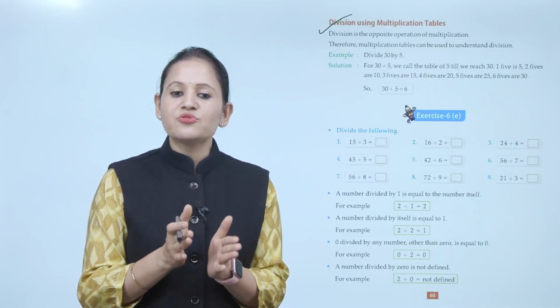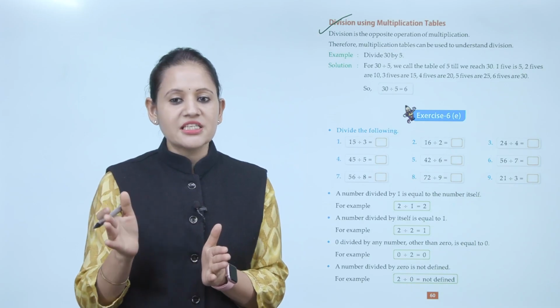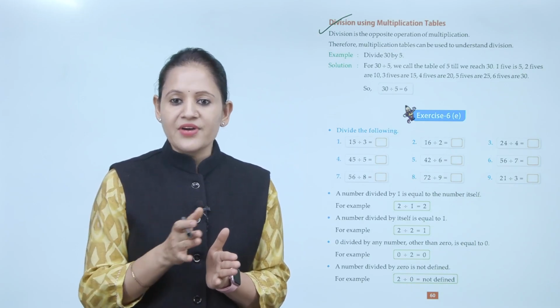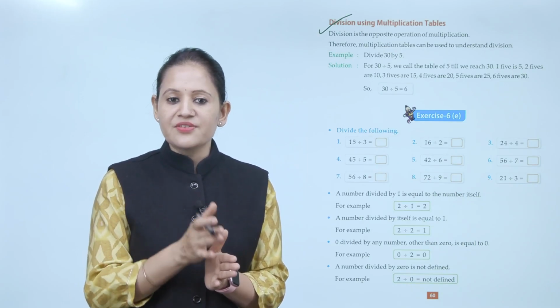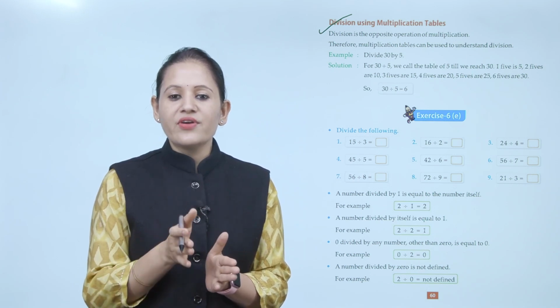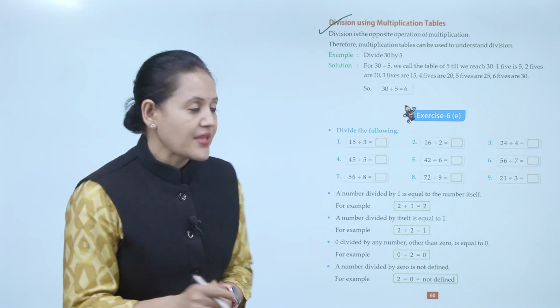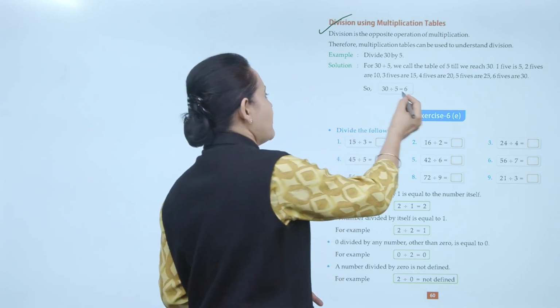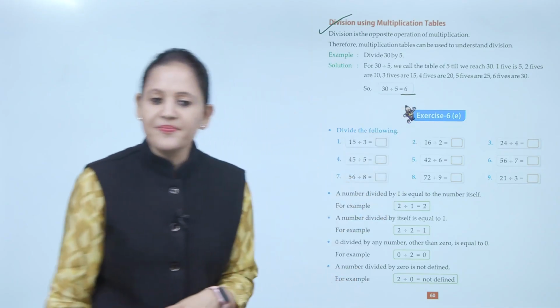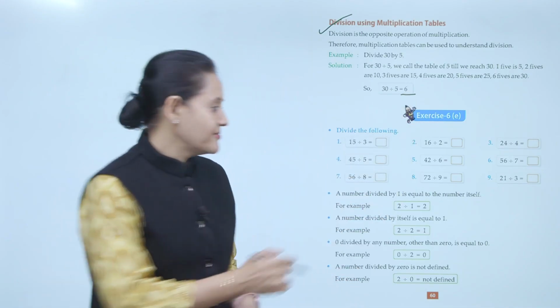So for that, we have to call the table of 5 till we reach 30. So 5 1s are 5, 5 2s are 10, 5 3s are 15, 5 4s are 20, 5 5s are 25, 5 6s are 30. 5 6s are 30, so 30 divided by 5 gives you 6. Clear? Next is exercise 6E.